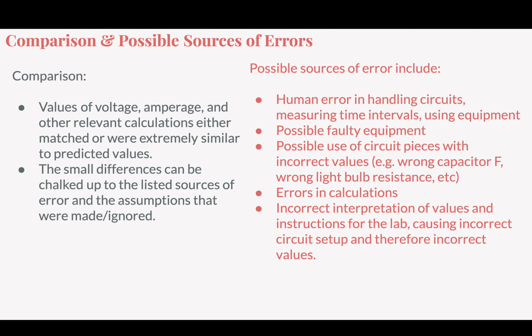The values of voltage, amperage, and their other relevant calculations either matched or were extremely similar to predicted values. Possible sources of error include human error in handling circuits, measuring time intervals, using equipment, possible faulty equipment, possible use of circuit pieces with incorrect values, errors in calculations, and incorrect interpretation of values and instructions for the lab.